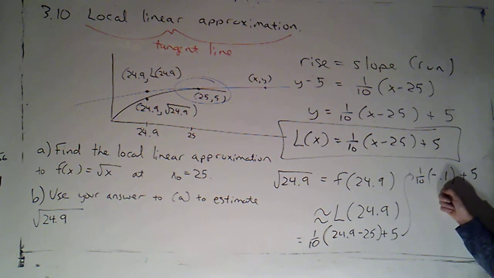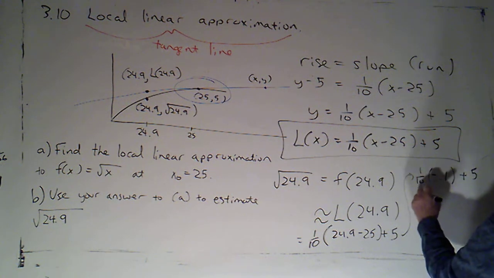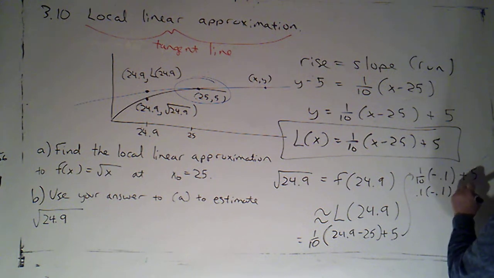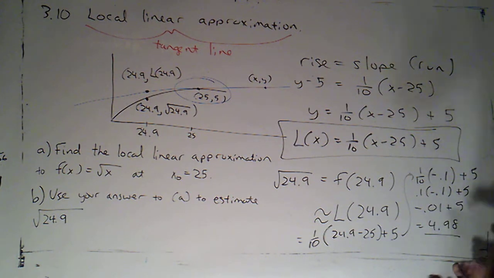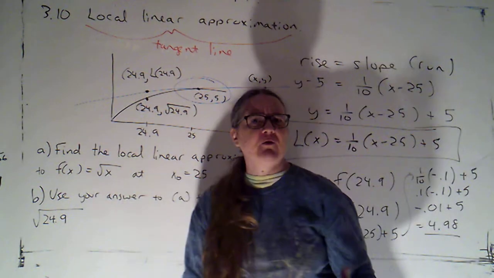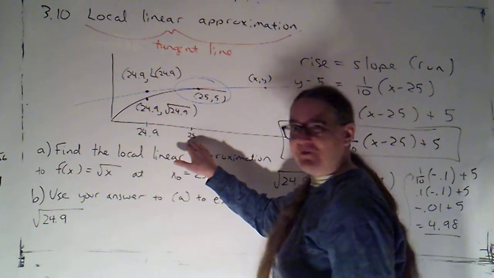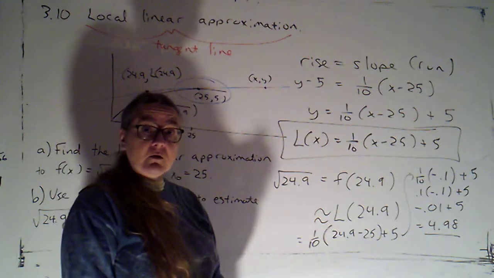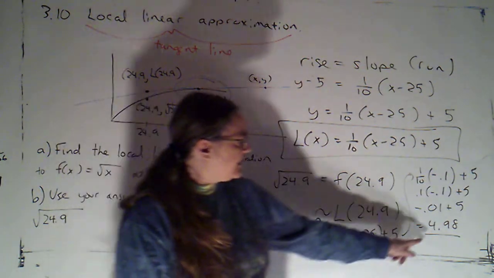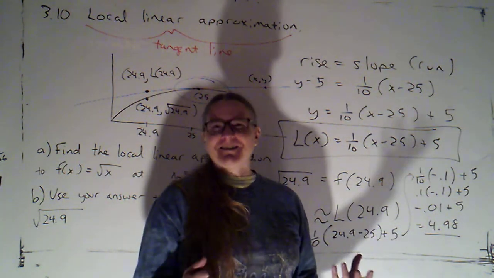Now, it's a little bit odd to have fractions and decimals, so I'm just going to rewrite that 1/10 as a decimal. That's 0.1 times negative 0.1 plus 5. That's negative 0.01 plus 5. That's 4.98. Okay. Now, I knew that the square root of 24.9 should be a little bit smaller than 5, because this is a little bit smaller than 25, whose square root was 5. But using the tangent line, or the local linear approximation, helps me to get a slightly more accurate approximation than just saying it's a little smaller than 5.